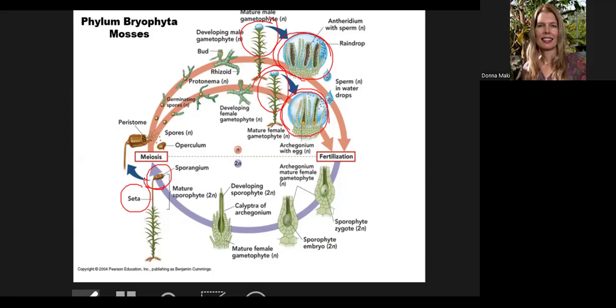Okay, so terminology on here too, you've got to know. So the archegonium, antheridium, zygote, sporophyte, spores, as well as the process of the alternation of generations.